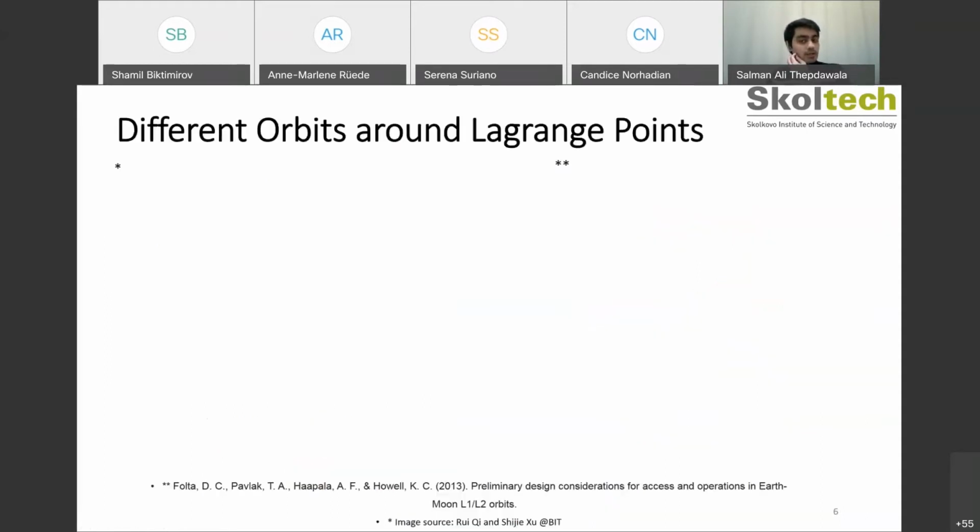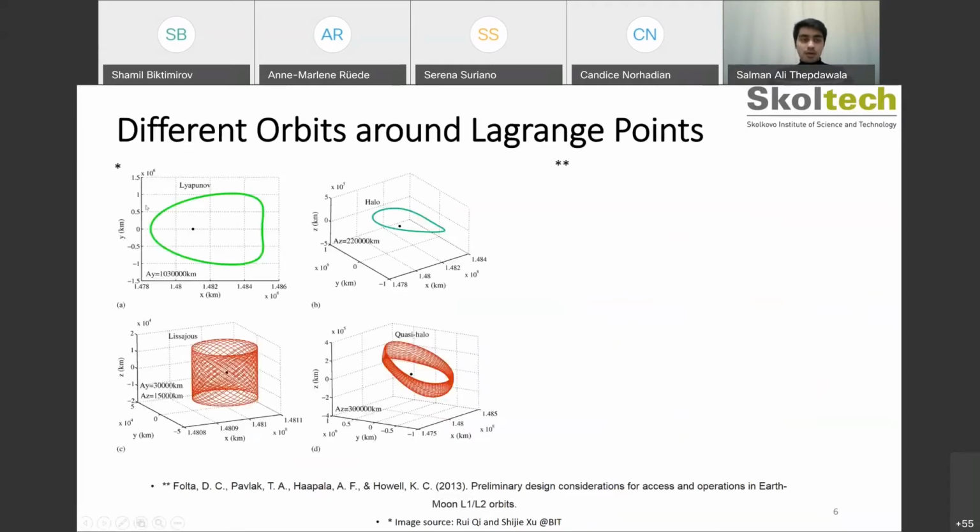What's more important is that you can place your satellites in orbits around these points due to various forces and the dynamics of the three-body problem. So we have a planar periodic orbit on the xy plane. We have a periodic 3D halo orbit. We have a non-periodic Lyapunov trajectory, and we have an almost periodic quasi-periodic halo orbit.